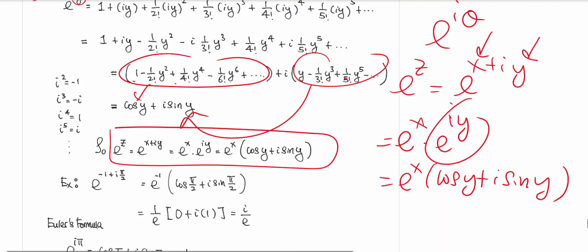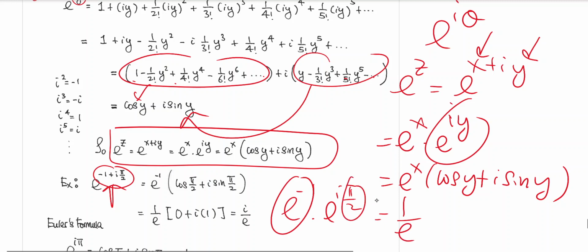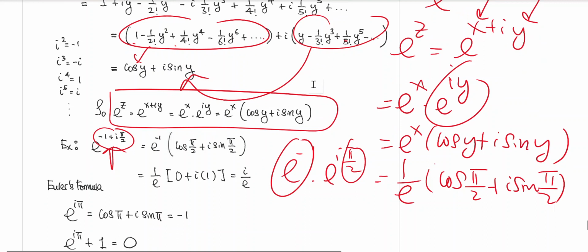One example is if this is your z. This is nothing but e to the negative 1 times e to the i pi over 2. So this is a real number, 1 over e. And this part here is cosine, where your theta is pi over 2, plus i sine pi over 2. Because cosine pi over 2 is 0 and sine pi over 2 is 1, this complex exponential, e raised to the power of negative 1 plus i pi over 2, is this number. So that's how we apply it.